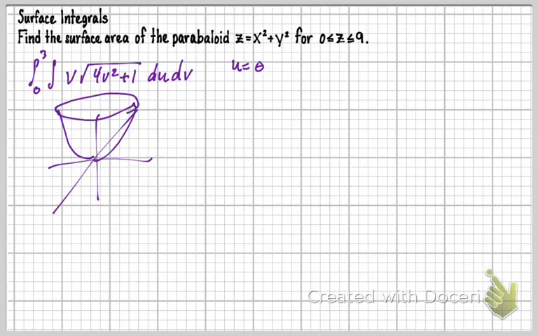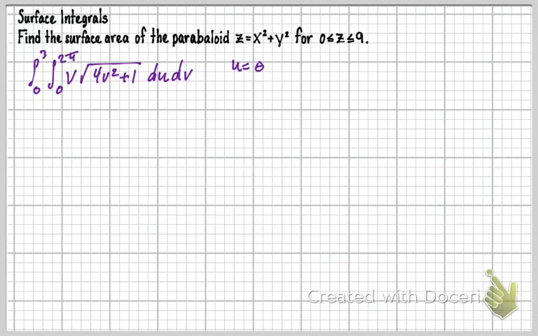Here's my paraboloid. So with that, theta is going to say, I'm going to start here on the positive x, and then I'm going to take it all the way around. So that tells me right away that my theta is going to be from 0 to 2 pi. So this is the actual integral we'll be integrating, and this answer will result in the surface area of the paraboloid for z from 0 to 9.